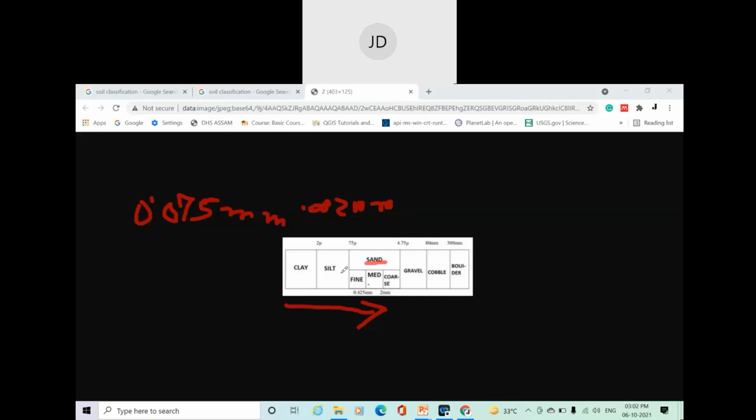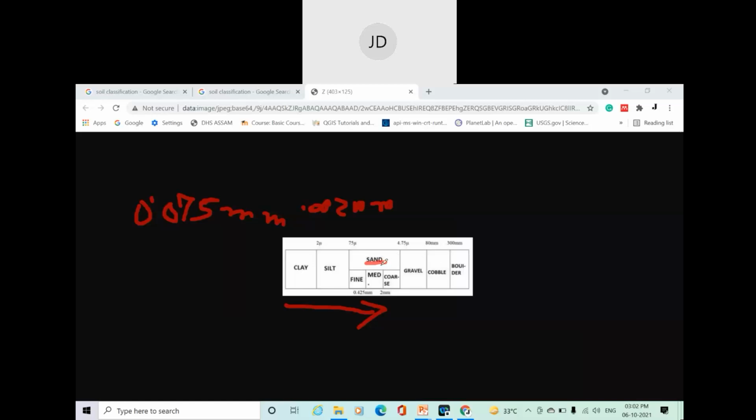In the same way, if your soil has sizes less than 75 micron but more than 2 micron, then the soil is silt. If your soil sizes are less than 2 micron, they are known as clay. So we can say clay is the smallest soil particle. Silt is just larger than clay. Sand is larger than silt. Gravels are larger than sand. Cobbles are larger than gravel. Boulders are larger than cobble.